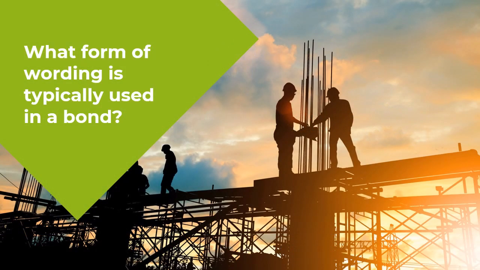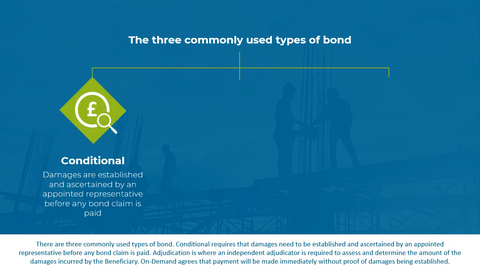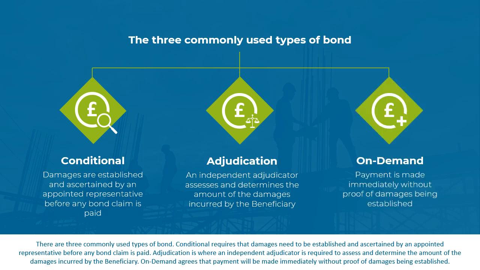What form of wording is typically used in a bond? There are three commonly used types of bond. Conditional requires that damages need to be established and ascertained by an appointed representative before any bond claim is paid. Adjudication is where an independent adjudicator is required to assess and determine the amount of the damages incurred by the beneficiary. On demand agrees that payment will be made immediately without proof of damages being established.